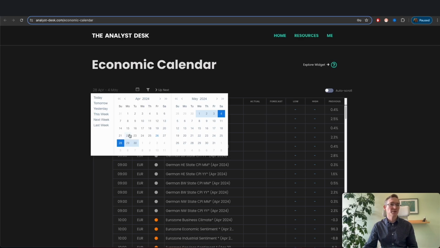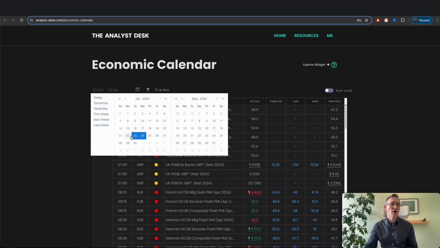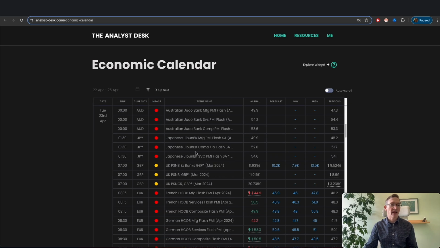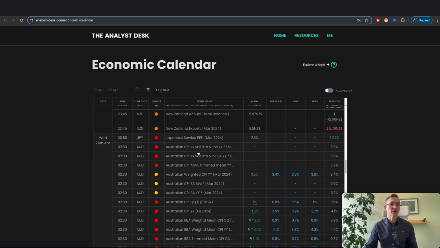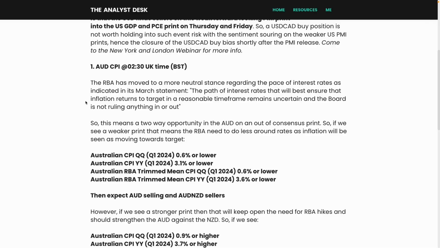Before we get into this week's calendar, why do we look at calendar events? If you just take a look here, I'm going to show you why we spend so much focus on calendar events, because we're going to be looking at the Australian dollar CPI print and how that provided a top high probability trading opportunity. On April the 24th, the Australian CPI data was coming out.